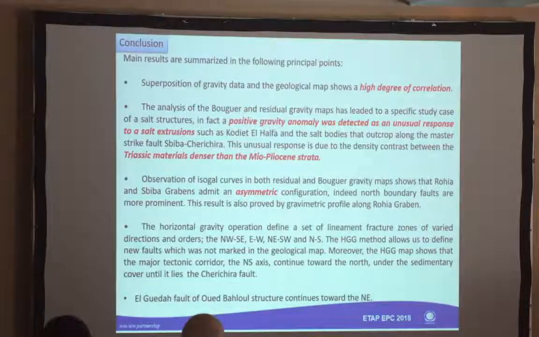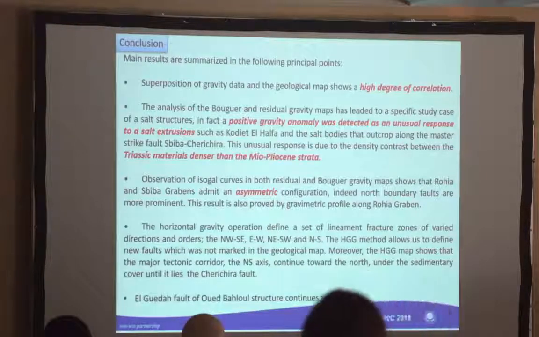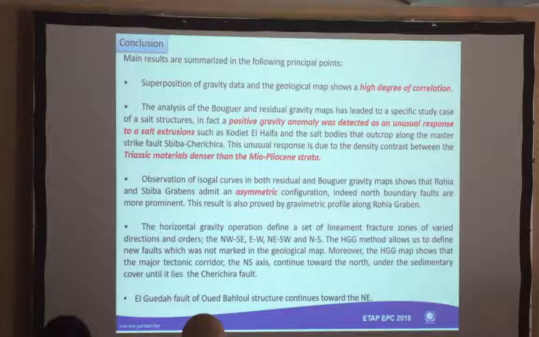Moreover, the HGG map shows the major tectonic corridors. The north-south axis continues toward the north under the sedimentary cover, and it lies on the Shirishira fault. The Al-Gdah fault of the Wed Bahul structure continues toward the northeast.